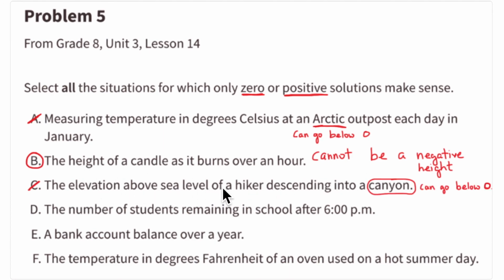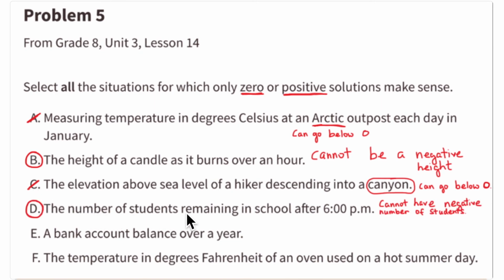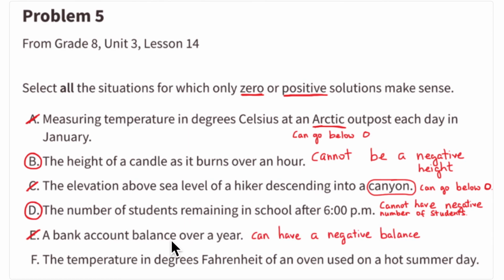The elevation above sea level of a hiker descending into a canyon. So going down into a canyon. If it's a canyon somewhere, you can go below sea level. So you can have a negative elevation because you can go below sea level. So C does not fit. The number of students remaining at school after 6 o'clock, you can't have a negative number of students. So D fits. D has to either be 0 or positive. A bank account balance over a year, you can go into debt. You can have a negative bank account balance. So E does not fit because it can be negative.